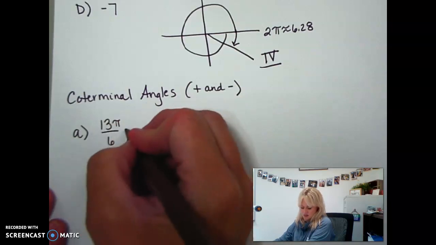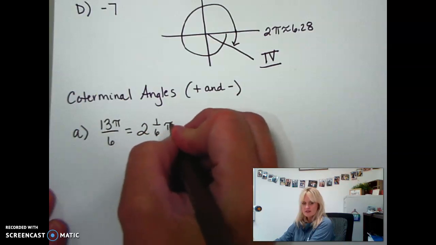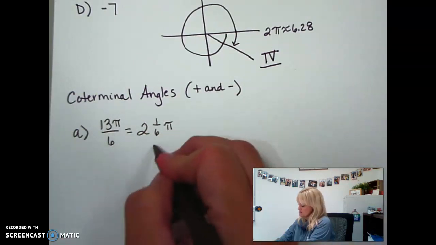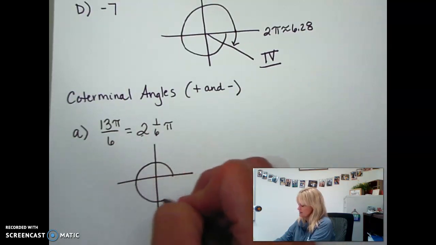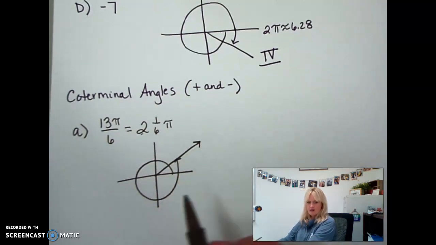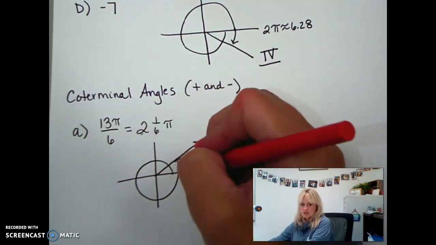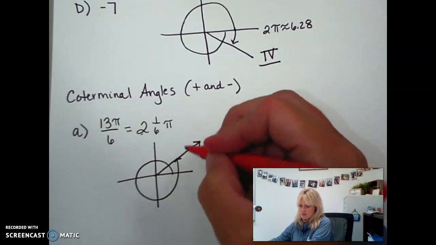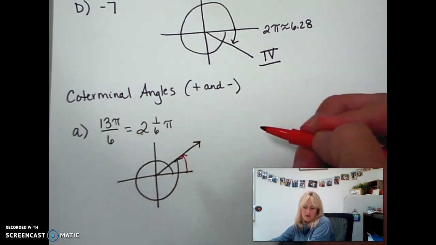6 goes into 13 2 times with a remainder of 1/6. So where is this? Well, we're going all the way around 2 pi and another 1/6 of a pi. So there is my angle. Now I need a positive coterminal angle and a negative coterminal angle. Well, I can see right here, remember the definition is it starts and stops at the same spot. So if I start here and stop here, we're now in the same spot.